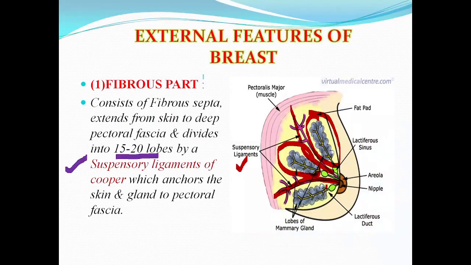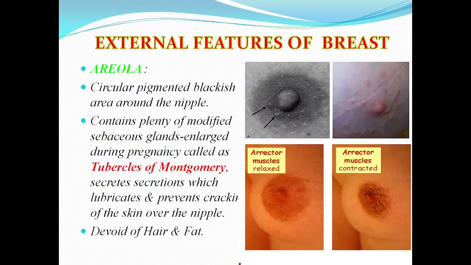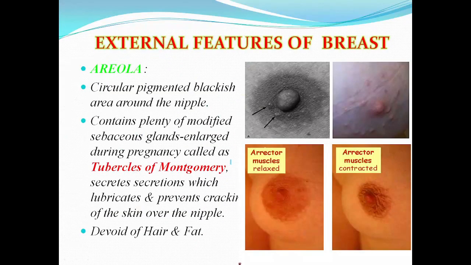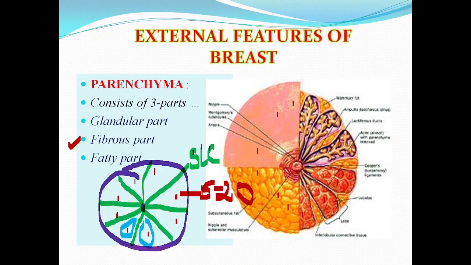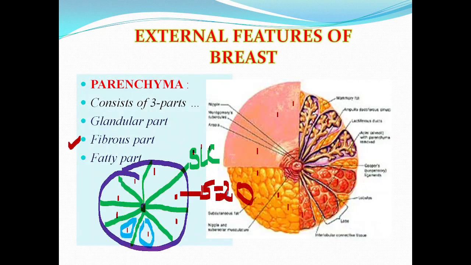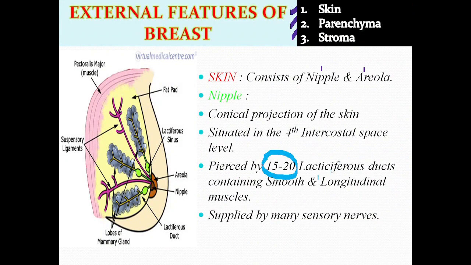Can you recall my previous statement? When you studied the nipple, we said that there is an important word. How many ducts are there? 15 to 20 ducts are there. So now how many lobes are you going to have? 15 to 20 lobes. Means every lobe should have how many of these structures present? Lacticiferous ducts, one duct. So that is what I have mentioned over here.